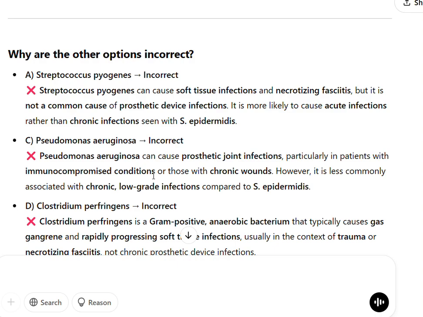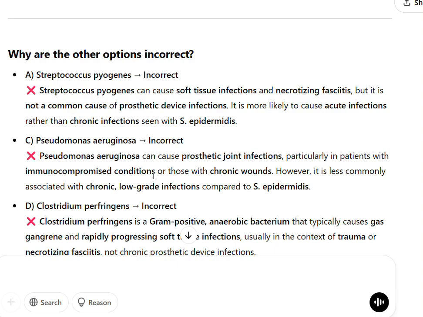C. Pseudomonas aeruginosa. Incorrect. Pseudomonas aeruginosa can cause prosthetic joint infections, particularly in patients with immunocompromised conditions or those with chronic wounds. However, it is less commonly associated with chronic low-grade infections compared to S. epidermidis.